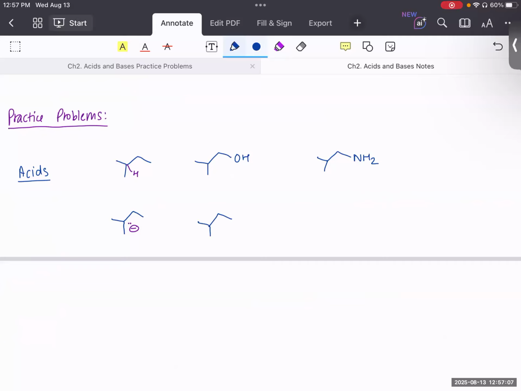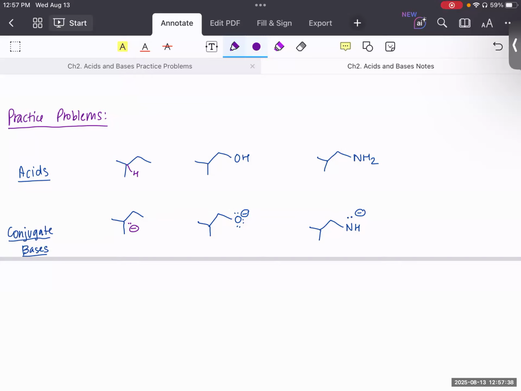In this next one, the most acidic one would be the one bonded to this oxygen. And then we have the one bonded to the nitrogen. And so those are our conjugate bases. We can see that the main thing that's really affecting the difference across all of these is going to be the element effect.